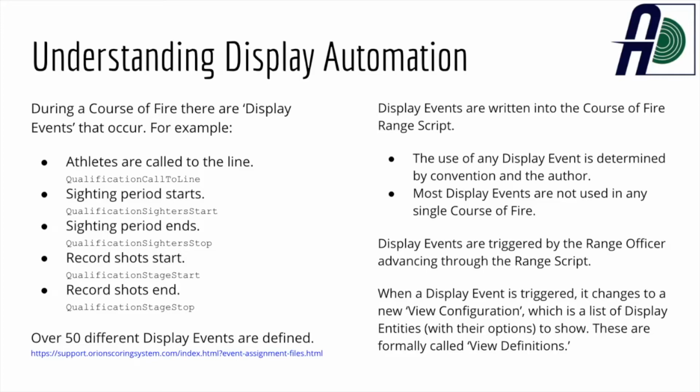So what happens at a practical level is as the range officer, the chief range officer, is going through the course of fire, and he or she does that via Orion's range control tab, that will trigger automatically these display events. And when a display event is triggered, that sends a message to the MM100 to change what we call the view configuration, and the view configuration is in essence the list of display entities to show.